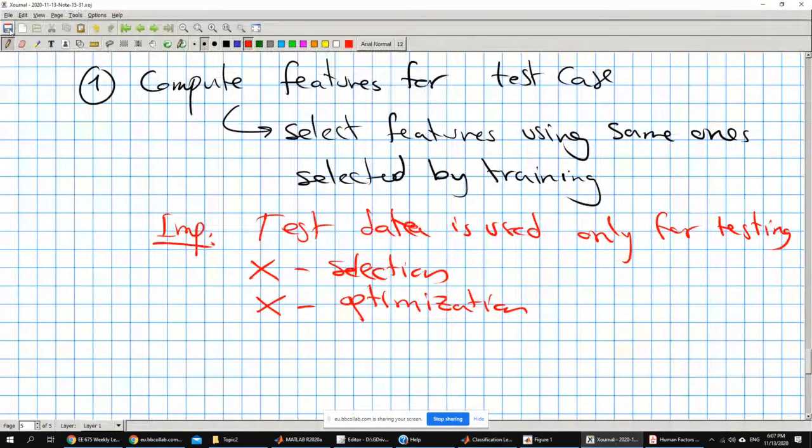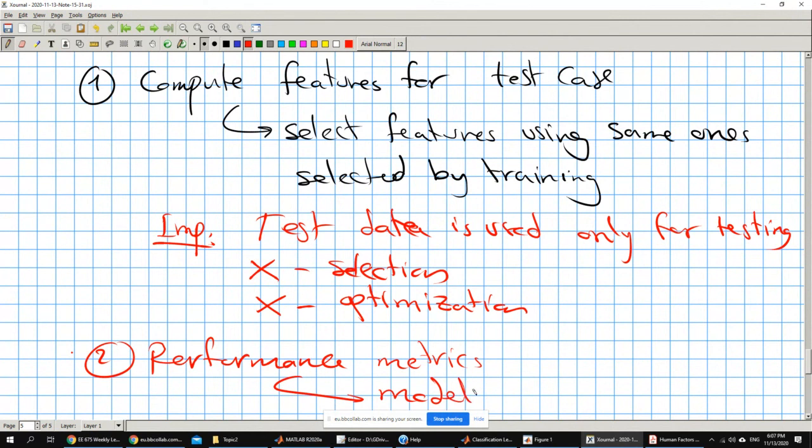Any questions? The last thing we're going to do for next time is compute the performance matrix. You're going to get the model from the classification learner app, and from the model we're going to get the results, and from it we're going to compute the metrics.